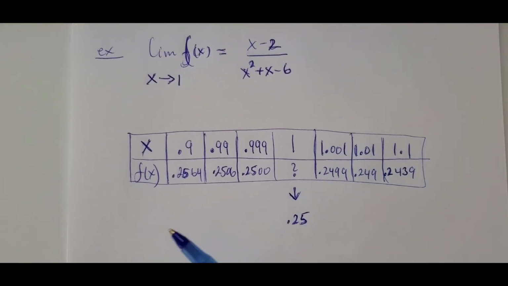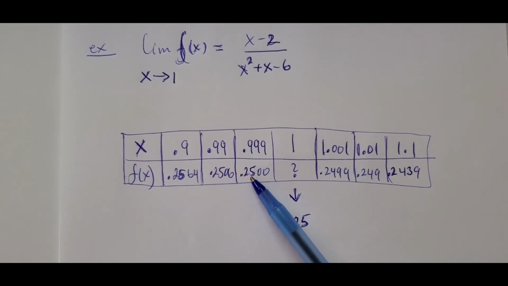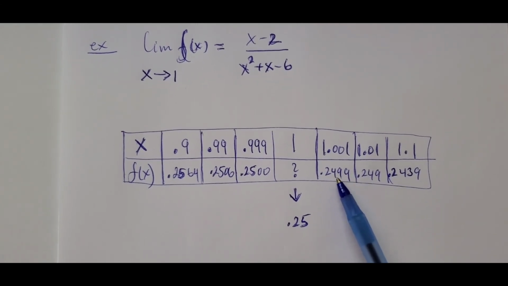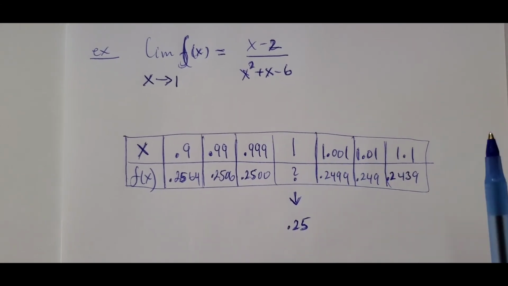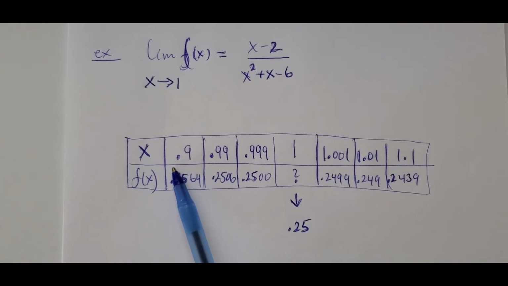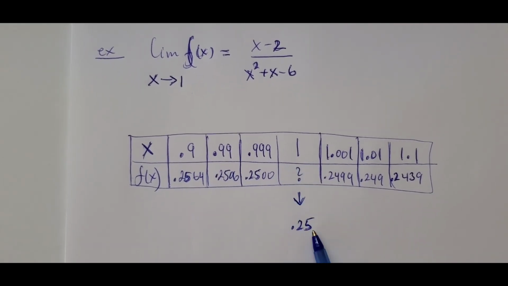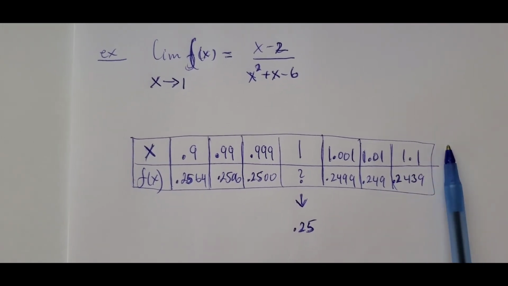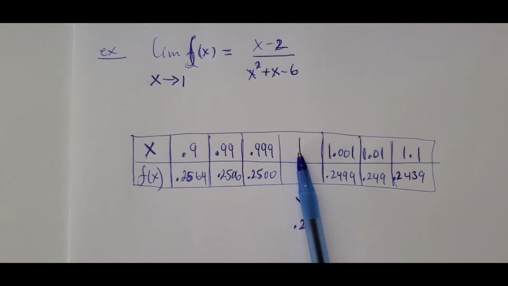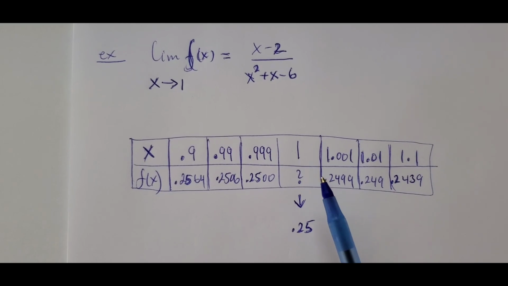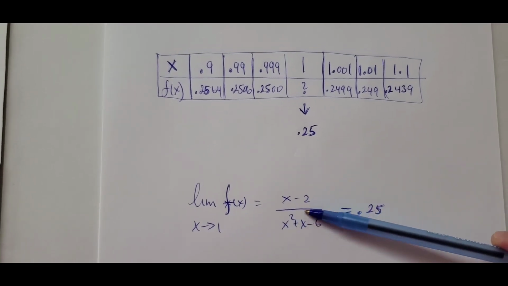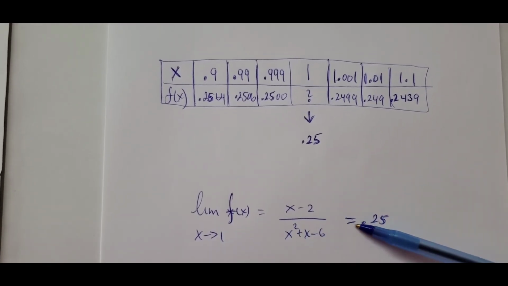As you notice at the bottom, it says 0.25, 0.25, 0.25 on the left side. On the right side, it says 0.24, 0.249, 0.2499, so you can round that up. From the right side to 1 is 0.25, and from the left side to 1 is also 0.25. So the answer to this limit problem, the limit of f of x as x approaches 1, is 0.25.